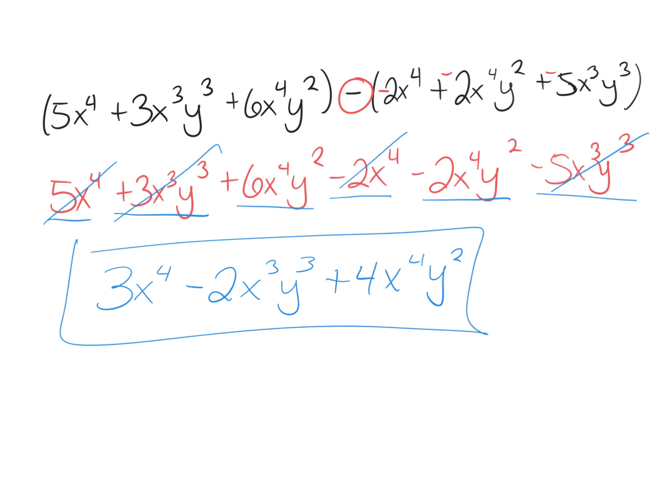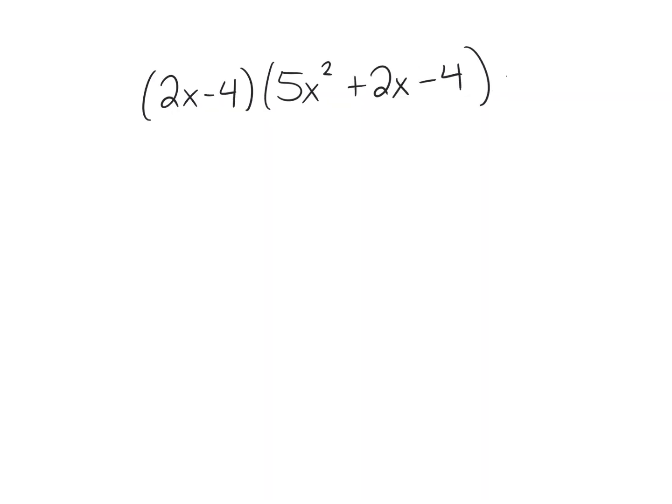How do you know if you're done? Because there's nothing else to combine. Good. What operation is happening here? Multiplying. Okay, the parentheses are right next to each other, so we know that it's multiplying.